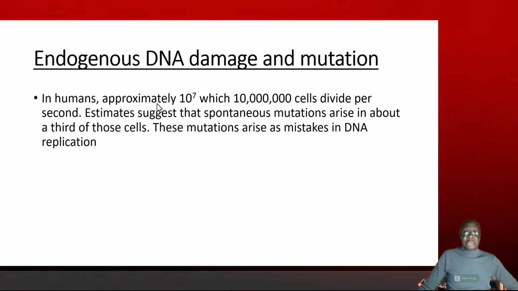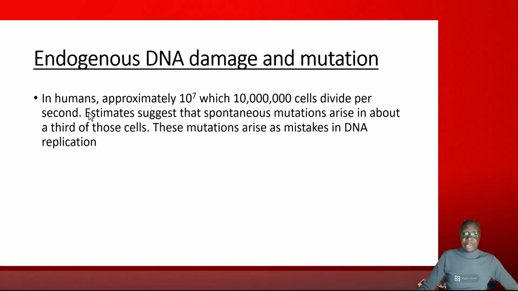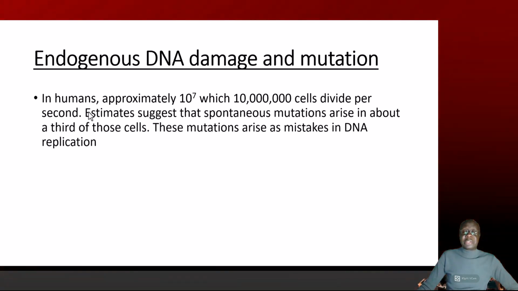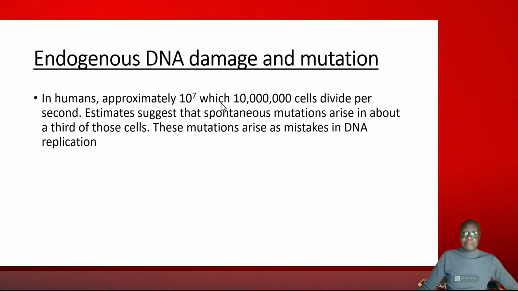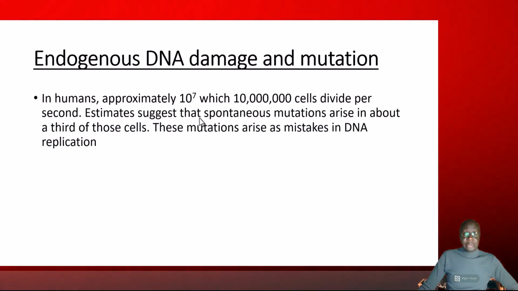In humans, approximately 10 to the 7, which is about 10 million cells, divide per second. Every second, there are 10 million cells in our body dividing. We have a total of 6 trillion cells in our bodies. But every second, you can have an estimated 10 million cells dividing. That is why we change from young to old, from old to death. Because the body keeps changing all the time.